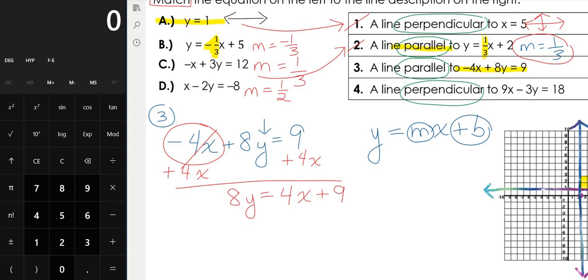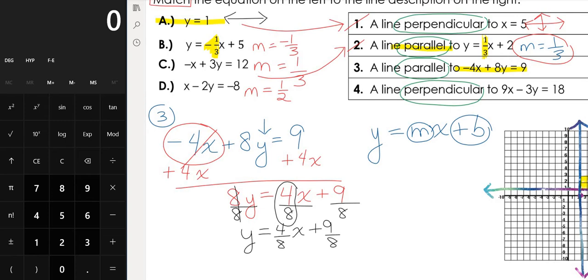And now we're almost done. Now we just have to get rid of the 8. So we're going to divide all the terms by 8. 8s will cancel. Now we have y equals, just take a look at the numbers, 4 over 8x plus 9 over 8.